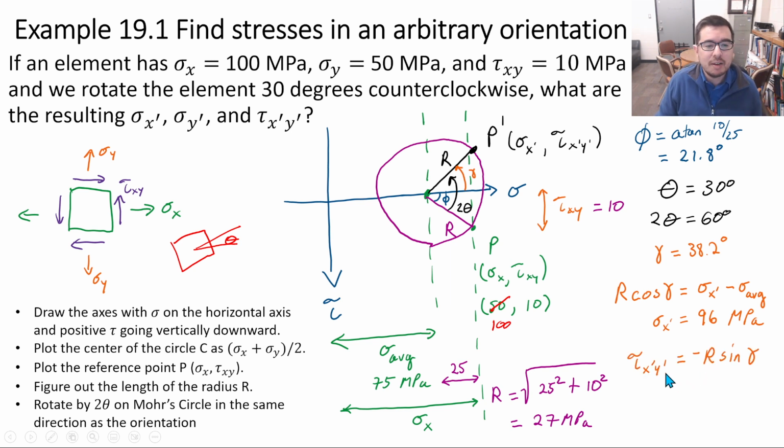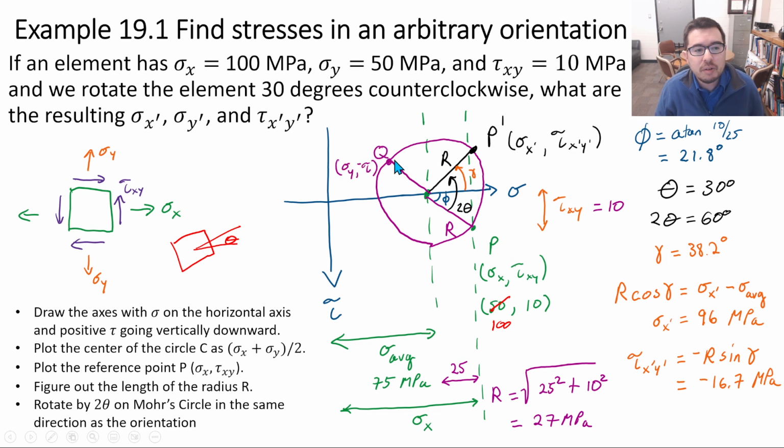Similarly, if we want the tau x prime y prime, we can say, oh, well, r sine gamma is going to give us this height direction. And it turns out it's negative because we're on the opposite side from where tau is going positive. So now we can calculate out what tau x prime y prime is.